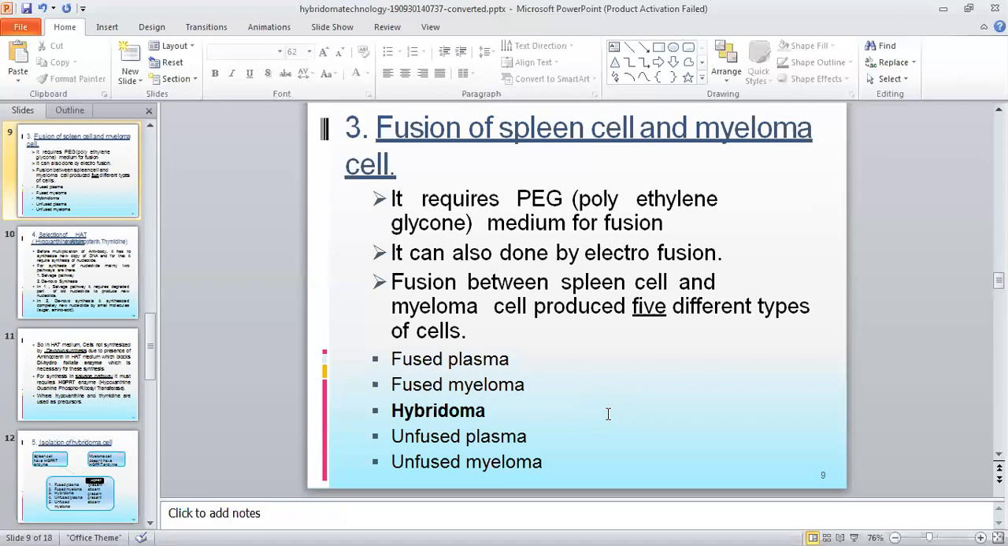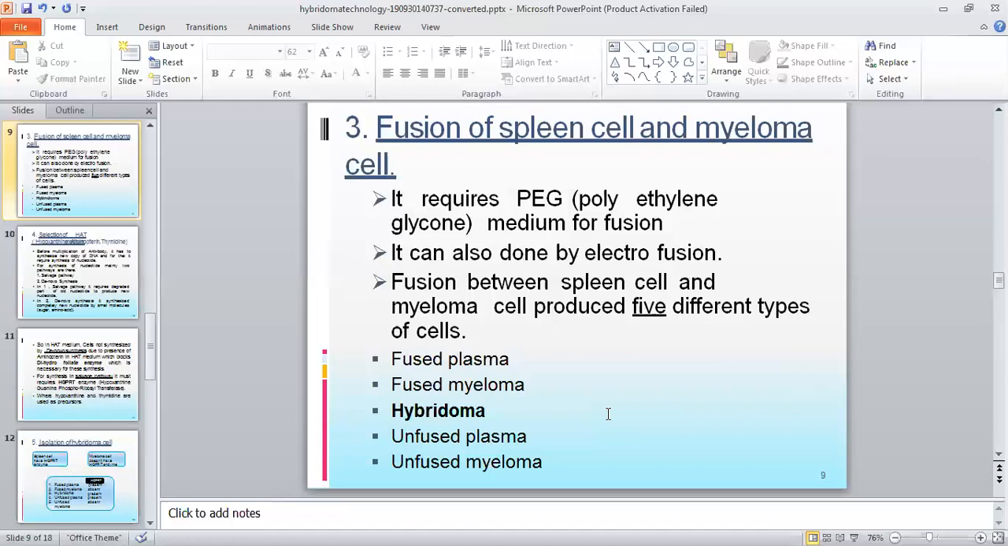When this plasma and myeloma cell fuse, then during the process of fusion, the spleen cell and the myeloma cell produce 5 different types of cell. That is, fused plasma cell, meaning when two plasma cells are fused to each other. Fused myeloma cell, in this step, both myeloma cells are fused to each other. Third is hybridoma cell. It's a fusion between the myeloma and plasma cell, then unfused plasma cell, and unfused myeloma cell.